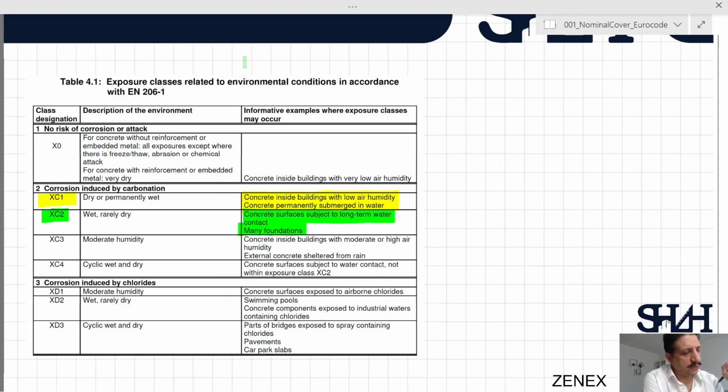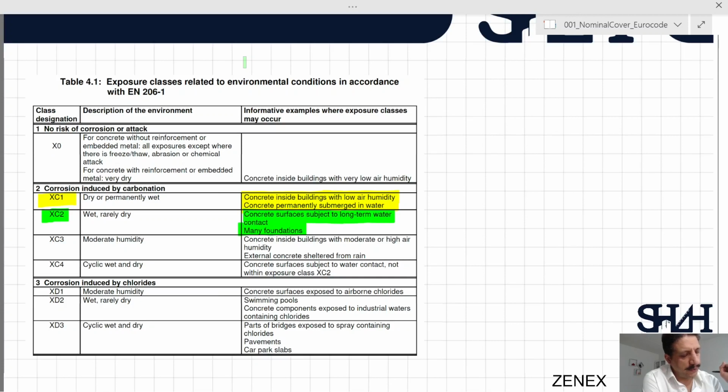And number 3, corrosion induced by chlorides: XD1, XD2, and XD3. This is different from the first one. The first one is carbonation, the other one is for contact with chlorides. The same concept applies: moderate humidity, wet rarely dry, cyclic wet and dry. But the examples are a little bit different.